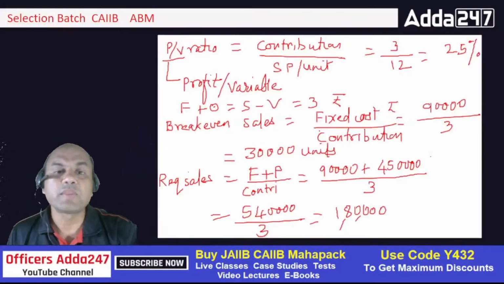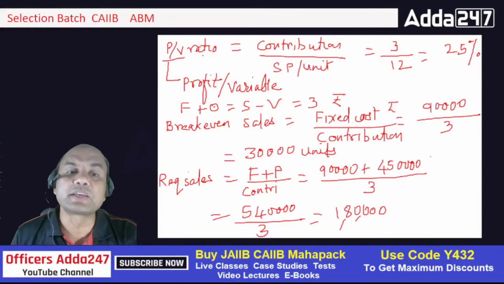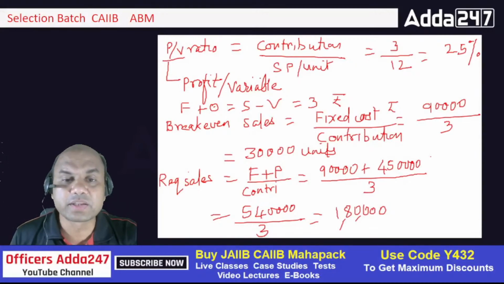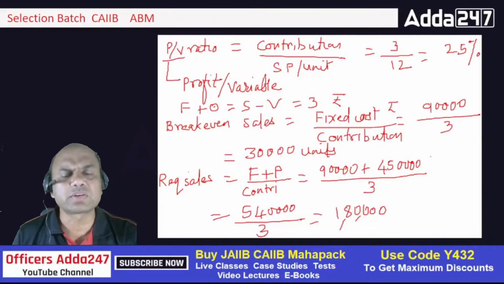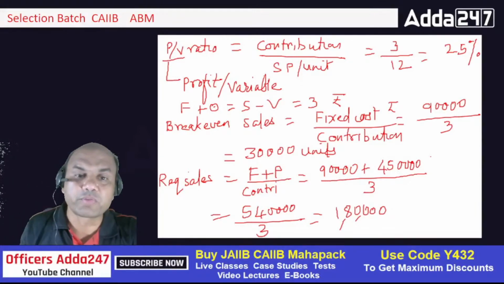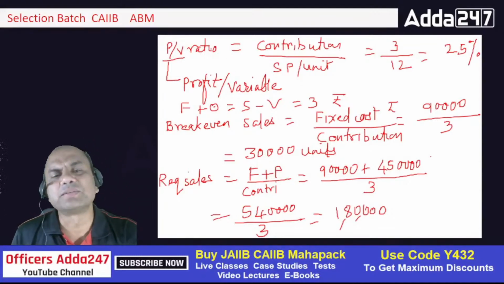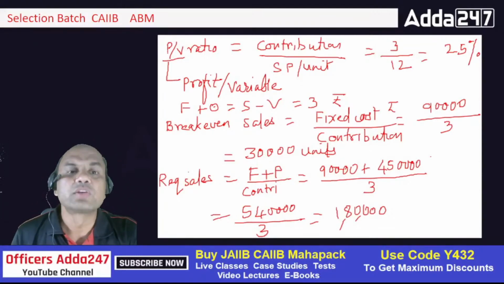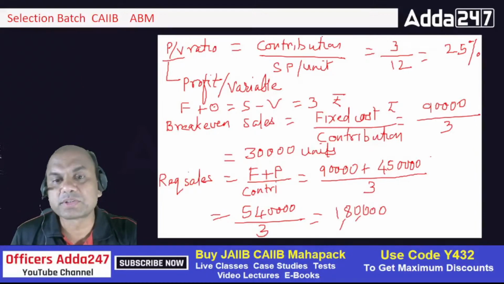Now how to calculate this? First is PV ratio. So PV ratio is what? Profit to volume. Or variable cost also you can call it. It is generally called profit to volume. So let's consider it simple, PV ratio. Okay, so the formula is contribution upon selling price per unit.